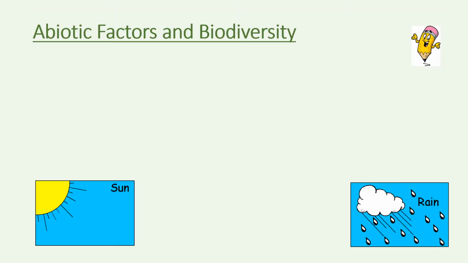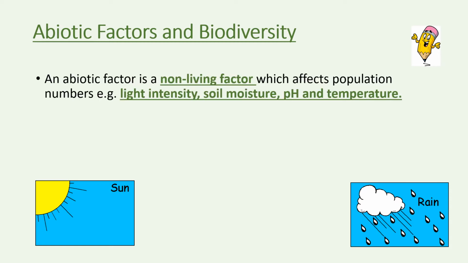So can you remember what the terms abiotic factors and biodiversity mean? Pause the video and try to write out the answer before I go over it. So the answer is that biodiversity is the variety of different types of species present in an ecosystem, and an abiotic factor is a non-living factor which affects population numbers. So for example, this could be light intensity, soil moisture, pH and temperature. So abiotic factors affect biodiversity.